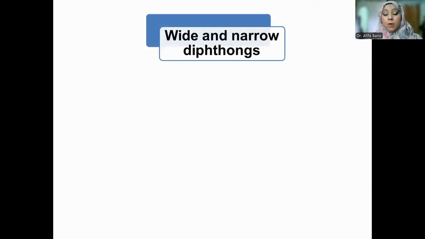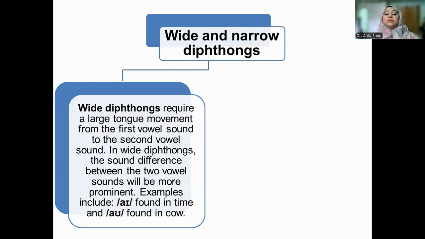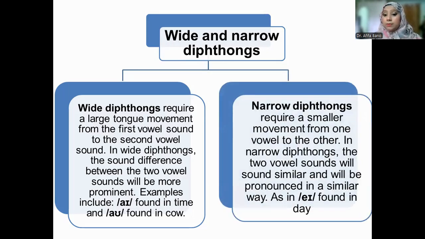Wide and narrow diphthongs. Wide diphthongs require a large tongue movement from the first vowel sound to the second vowel sound. In wide diphthongs, the sound difference between the two vowel sounds will be more prominent. Examples include /aɪ/, found in time, and /aʊ/, found in cow. Narrow diphthongs require a smaller movement from one vowel to the other. In narrow diphthongs, the two vowel sounds will sound similar and will be pronounced in a similar way, as in /eɪ/, found in day, play.